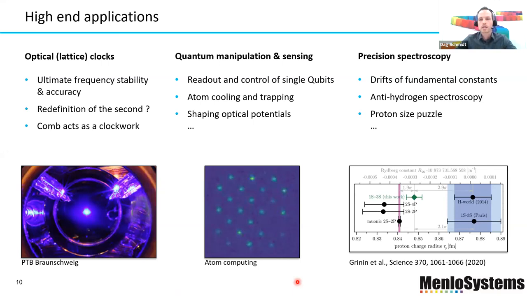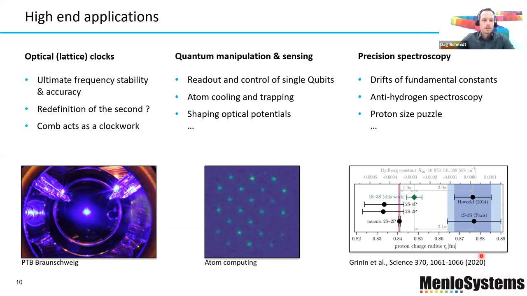And as a third example, I wanted to show you here is precision spectroscopy. For example, people are measuring all around the world if they can see drifts in fundamental constants. Even anti-hydrogen spectroscopy is done nowadays at CERN. And also the proton size puzzle is a very interesting problem. And you can see here a Science paper from 2020, where you see different proton charge radii, which is indeed quite puzzling. So different measuring techniques lead to different proton charge radii. And this is, of course, puzzling, but also very exciting if there are different results.